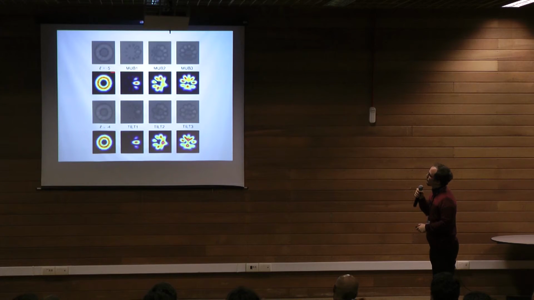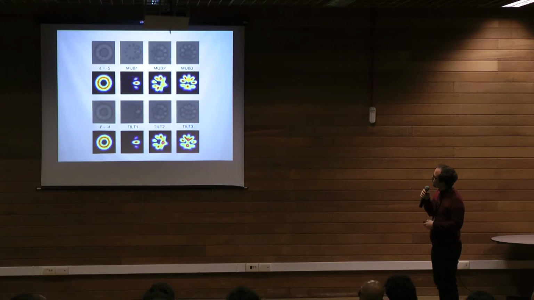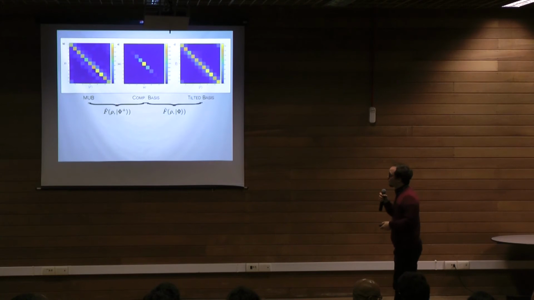And as you can see, these are mutually unbiased bases, which you would use if your target state was fully entangled, and they are slightly different from the tilted bases we use. Well, kind of beautiful, right? Anyway, this is the actual experiment.